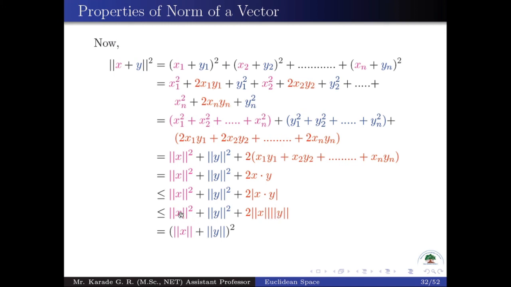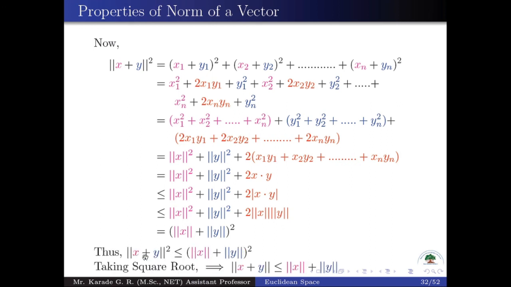Now again we see that these terms are nothing but the expansion of the bracket (norm of x plus norm of y) square. The expansion of this bracket is exactly this term, therefore we put an equal sign, because this step is equal to this step. Finally, we have norm of x plus y square is less than or equal to (norm of x plus norm of y) square, and taking a square root, we get the required result: norm of x plus y is less than or equal to norm of x plus norm of y.